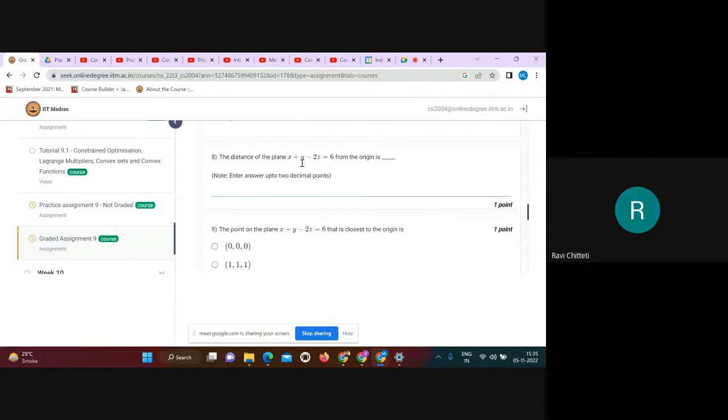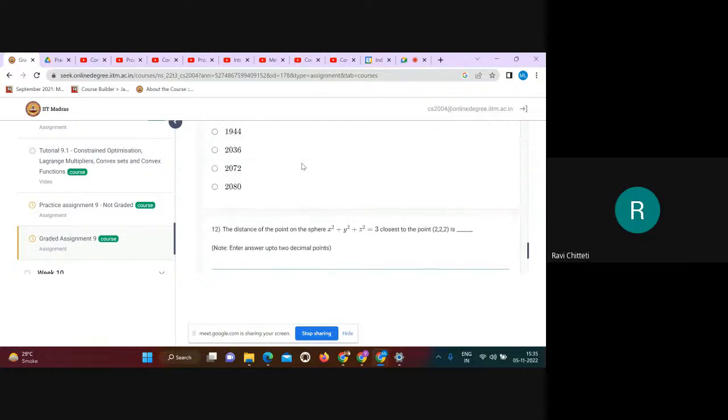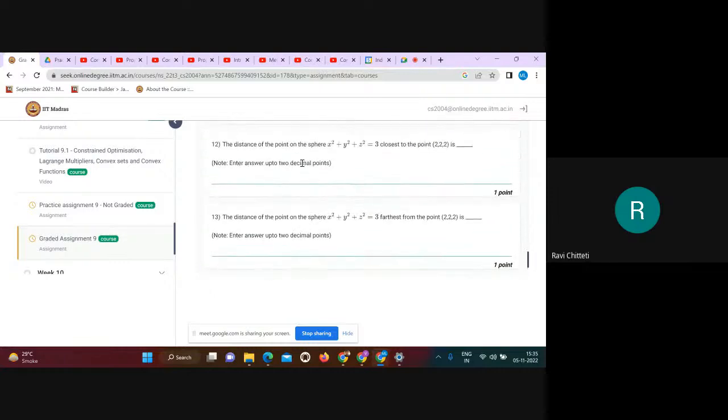So the last two problems, there we are trying to maximize and minimize the distances. Is that the way it is with the spheres? Yes, you can just solve for the minimum and then add the radius.